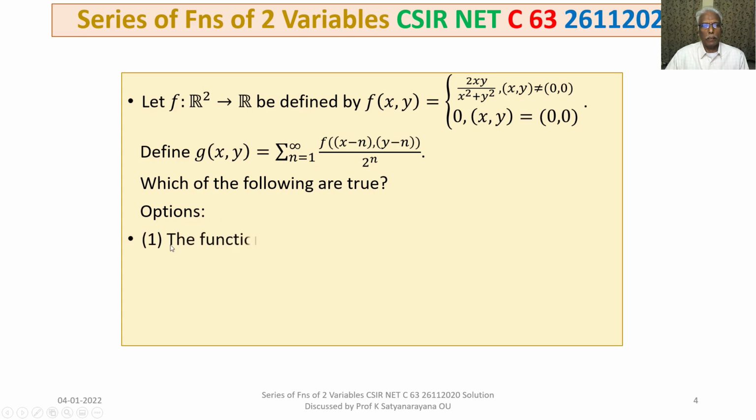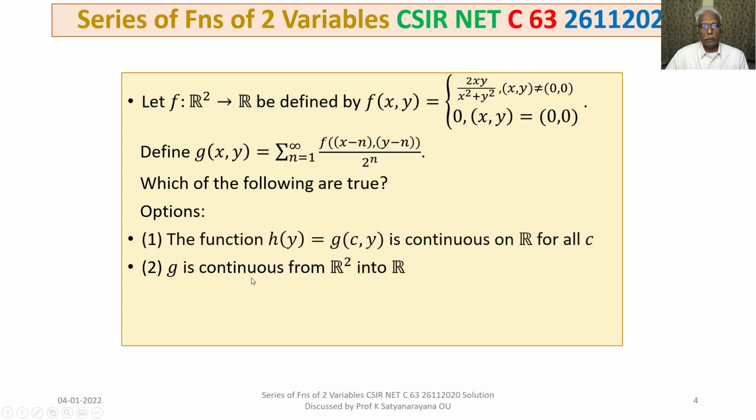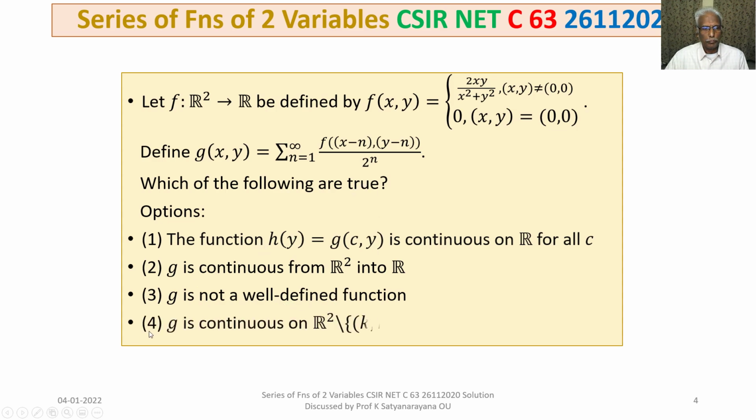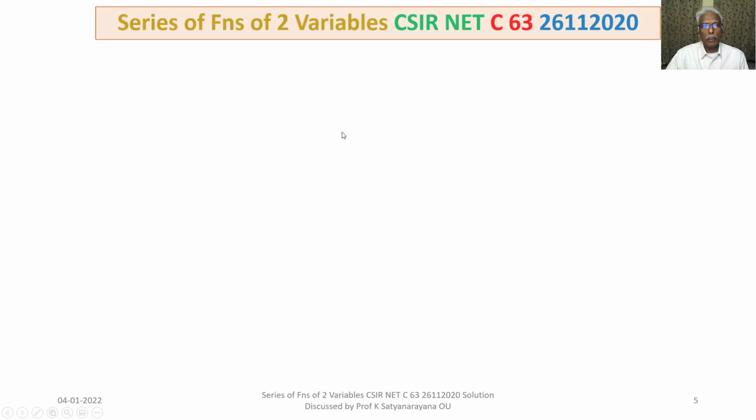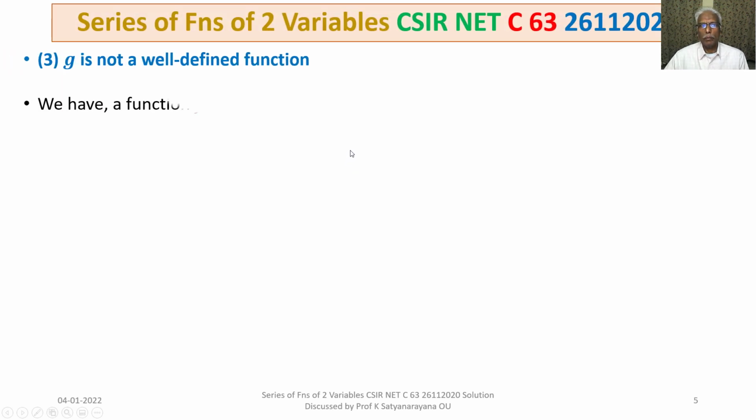Options. First option: the function h of y is equal to g of (c, y) is continuous on R for all c. Option 2: g is continuous from R square into R. Option 3: g is not a well-defined function. Option 4: g is continuous on R square minus the set of all ordered pairs (k, k), k belongs to N. Let's now discuss the solution of the problem.